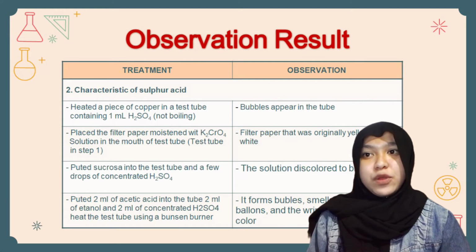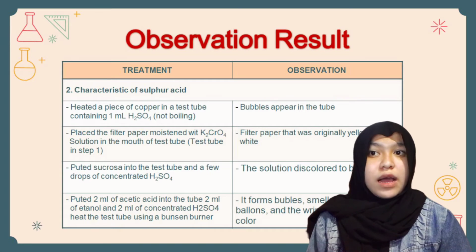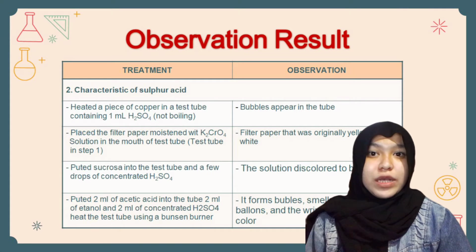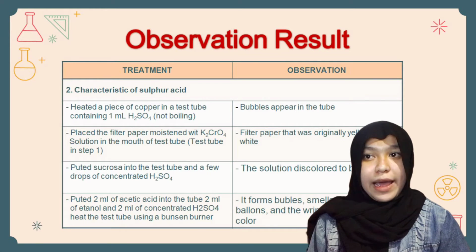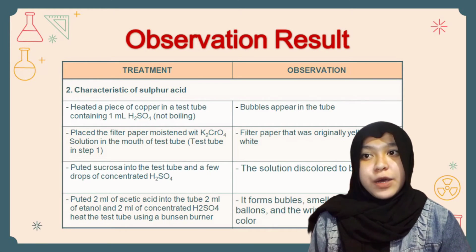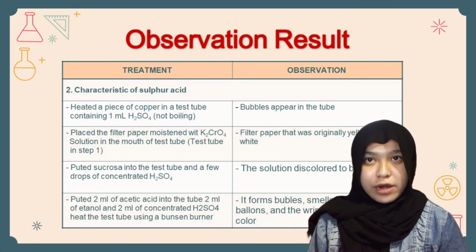Next, put sucrose into the test tube and a few drops of concentrated H2SO4. Observation: the solution discolored to black. Next, put 2 ml of acid into the tube, 2 ml of ethanol and 2 ml of concentrated H2SO4. Heat the test tube using a Bunsen burner.